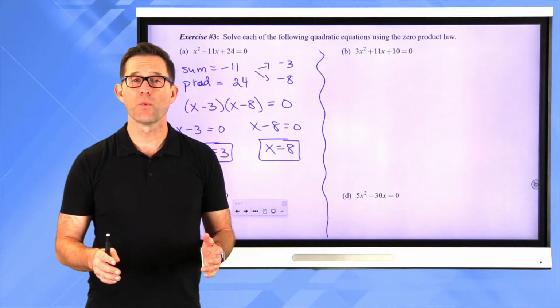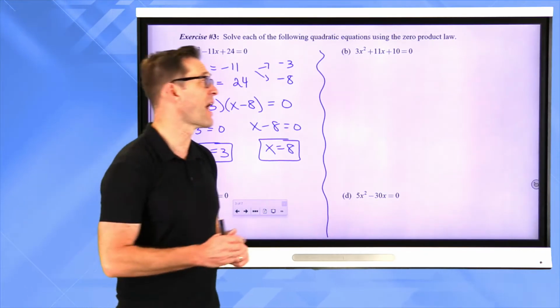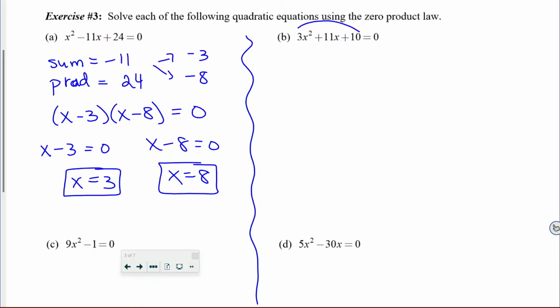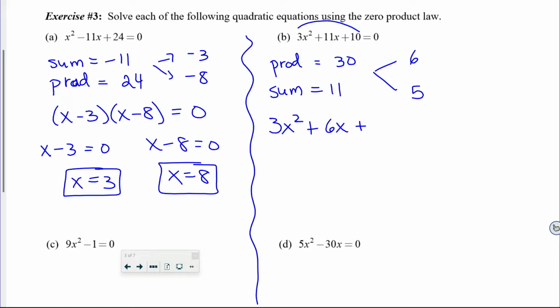All right, this is one of those ones that we're going to use the AC method of factoring on. So the first thing I'm going to do is find that product. Of course, 3 times 10 is 30. And I then need a sum of 11, right? The two numbers that have a product of 30 and a sum of 11 are 6 and 5. 6 times 5 is 30. 6 plus 5 is 11. That means now I can take this quadratic and I can break up the 11x as a 6x plus 5x, plus 10 is equal to 0.